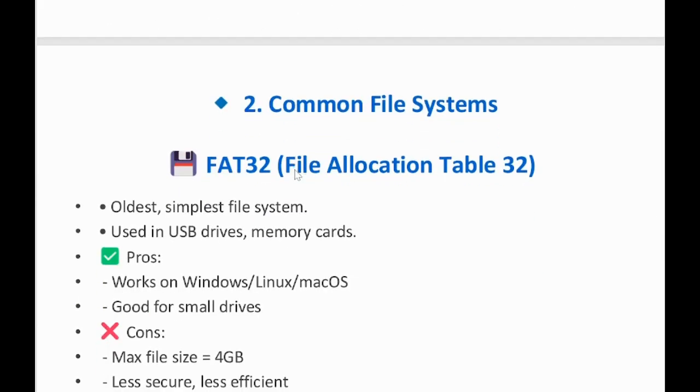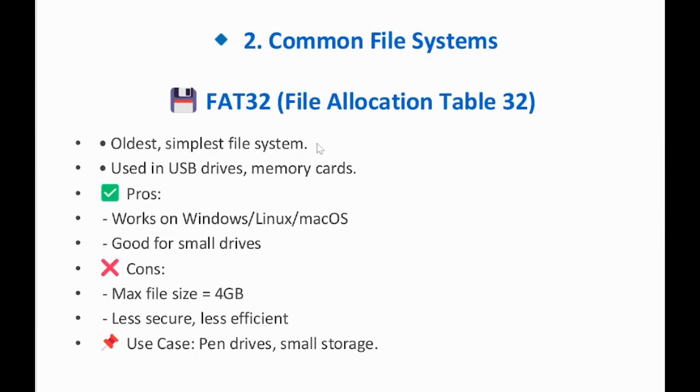So this is called a file system. Mainly, it's used to organize, store, and manage data on storage devices. So let's discuss one by one the common file systems. First is the File Allocation Table 32. Simply, you can write it as FAT32. It's the oldest, simplest file system and is mainly used in USB drives and memory cards.